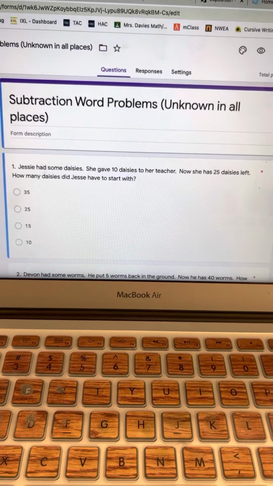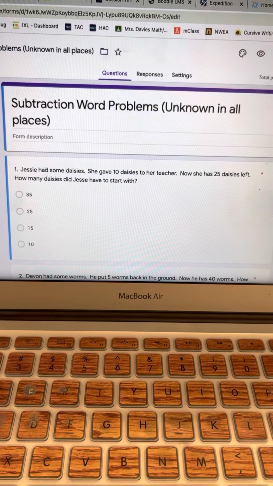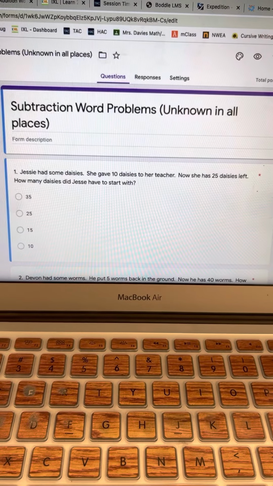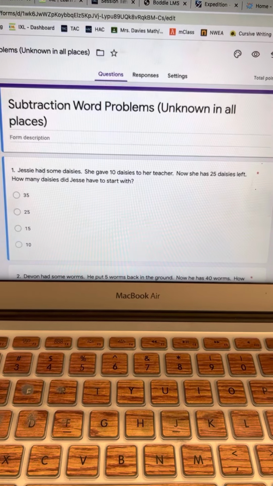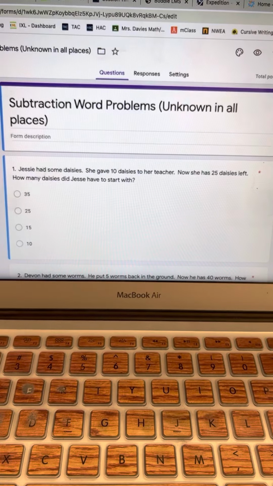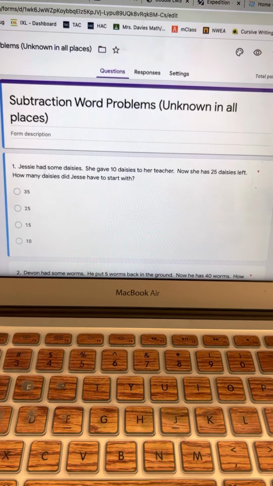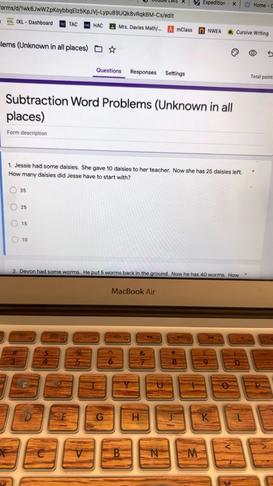Number one, Jessie had some daisies. She gave 10 daisies to her teacher, and now she has 25 daisies left. How many daisies did Jessie have to start with? So this time we're missing that beginning number. So think about what you need to do. You're going to have to put those two pieces back together to figure out what she had at the beginning.